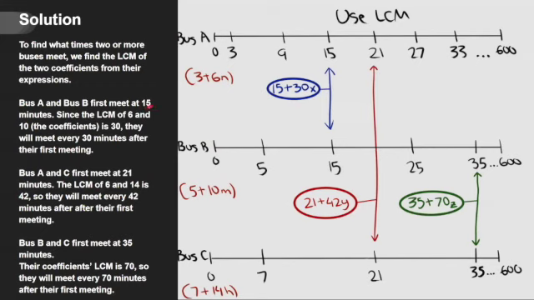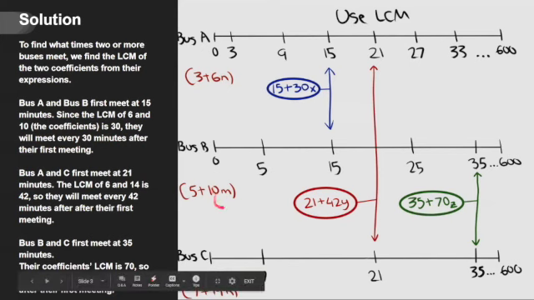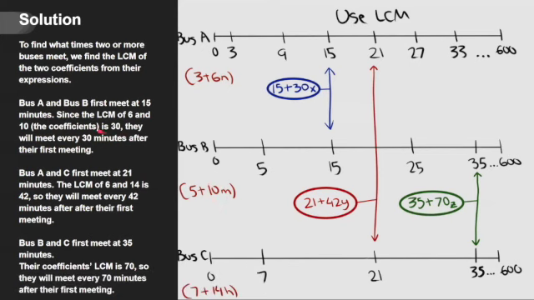Bus A and bus B first meet at the 15-minute mark. The lowest common multiple of 6 and 10, which are the coefficients of these two expressions, is 30, so they're going to meet every 30 minutes after their first meeting. Their first meeting is at 15, and then the next meeting is going to be at 45 minutes.